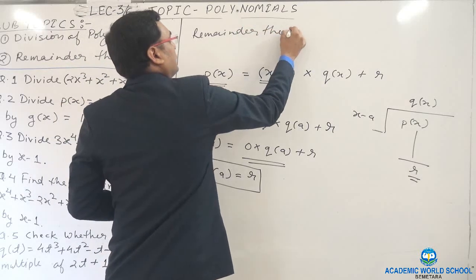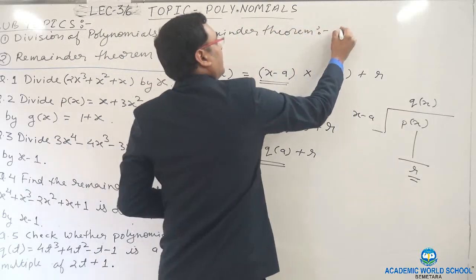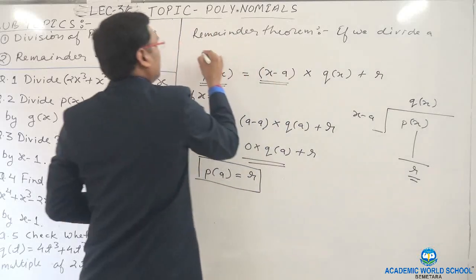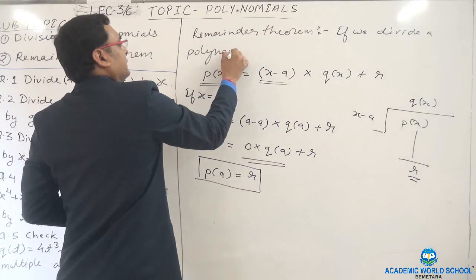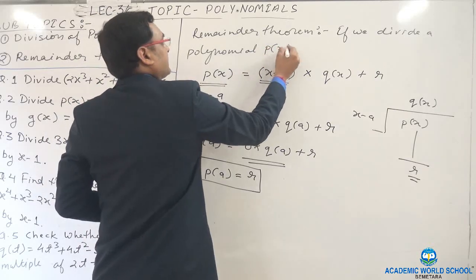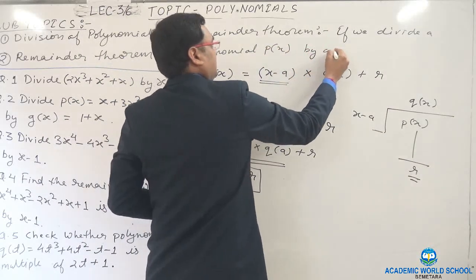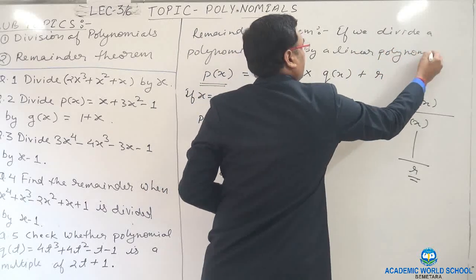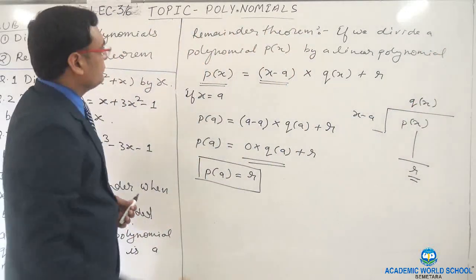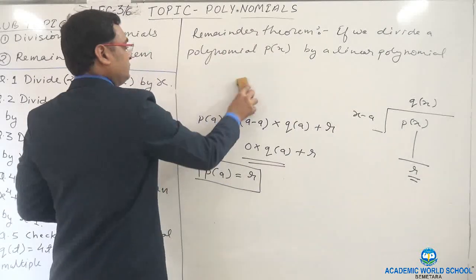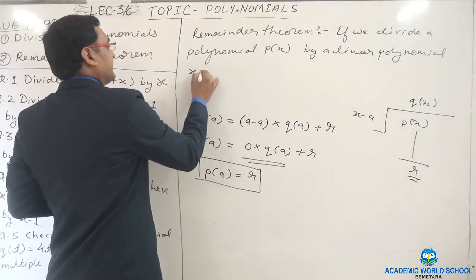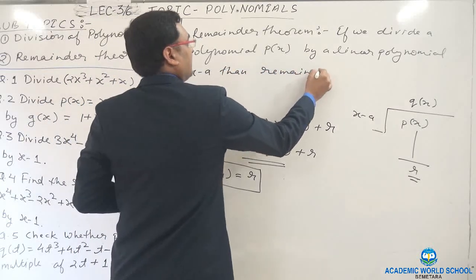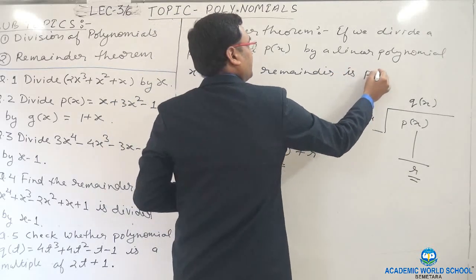Remainder theorem: if we divide a polynomial p(x) by a linear polynomial x minus a, then the remainder is p(a).